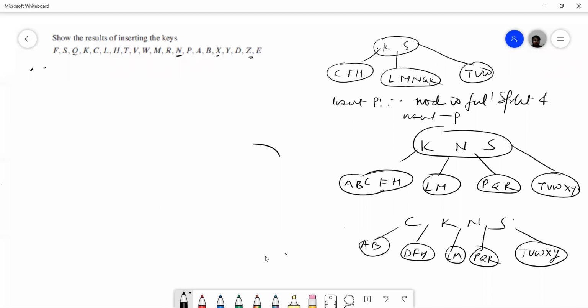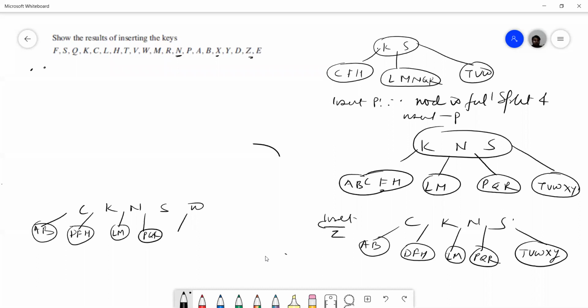So insert Z. Now this node is also full, so W will go upwards. So what will we have? We'll have C, K, N, S, W. Here we have A, B. Here we have D, F, H. Here we have L, M. Here we have P, Q, R. Now here we have T, V. Here we have X, Y, and Z will be inserted here. And finally E. So E will be inserted here.